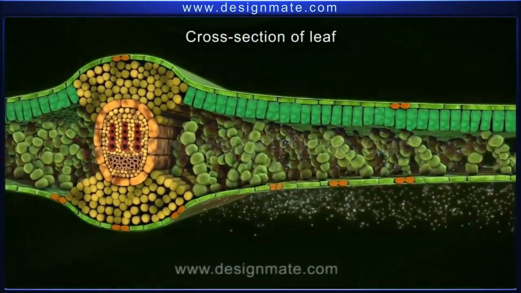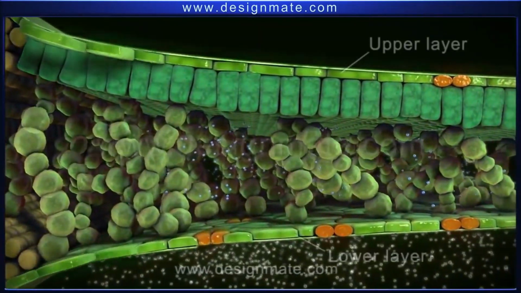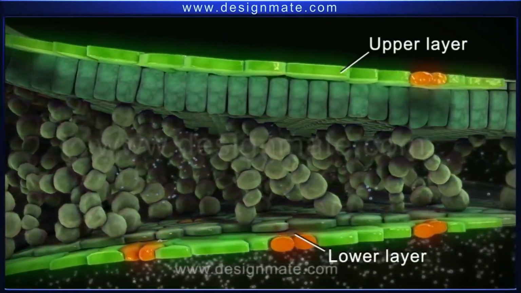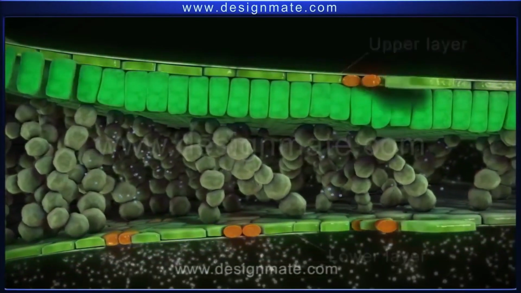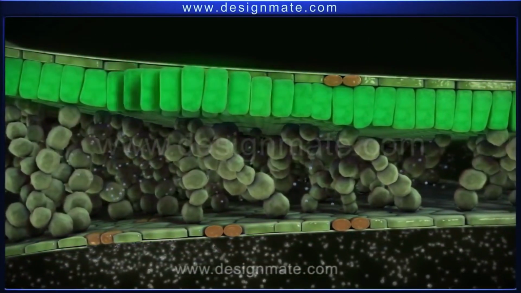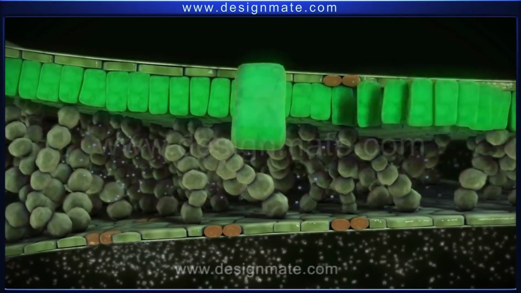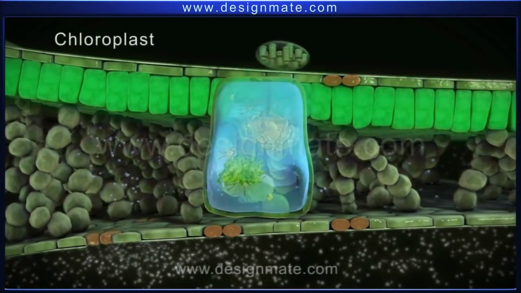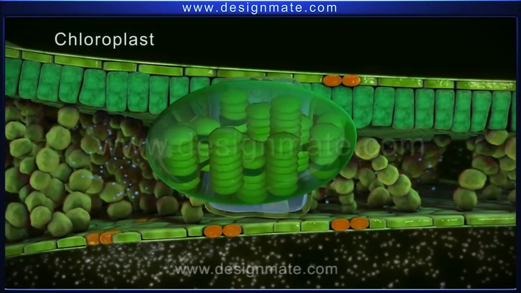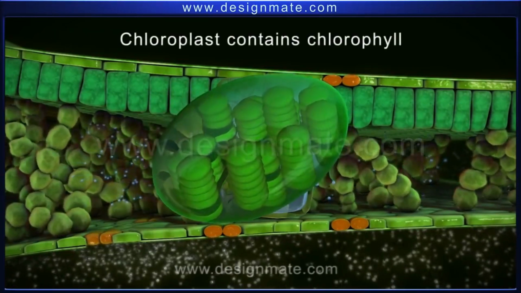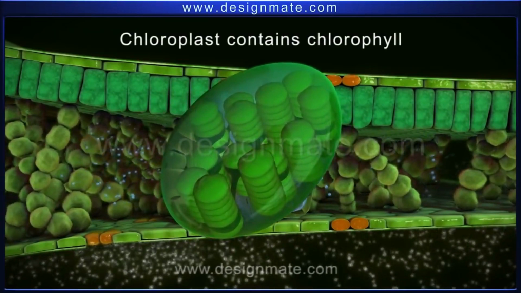A cross-section of the leaf shows the upper and lower layers of cells, which are flat and irregular. Below the upper layer is the layer of tightly packed cells. These cells have specialized organelles called chloroplasts. Chloroplasts contain the pigment chlorophyll, which gives the green color to the leaf.